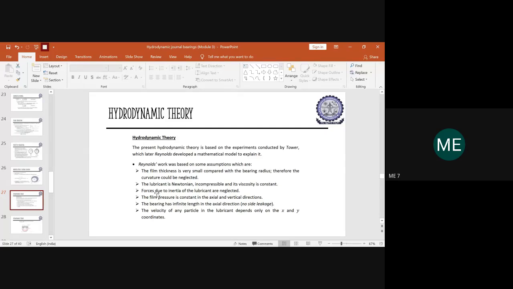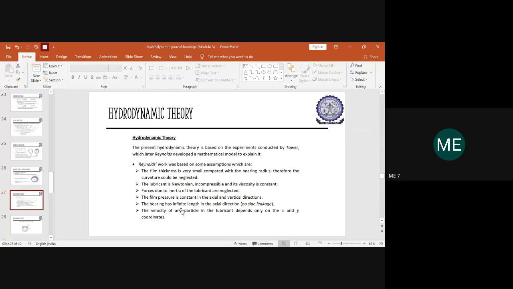And one more assumption he took is that the forces due to inertia in the lubricant were neglected, and the film pressure in the axial and the vertical directions was assumed to be constant, and the leakages associated with the lubricant were assumed to be negligible. So no side leakages related to the lubricant were considered, and hence the flow was unidirectional.